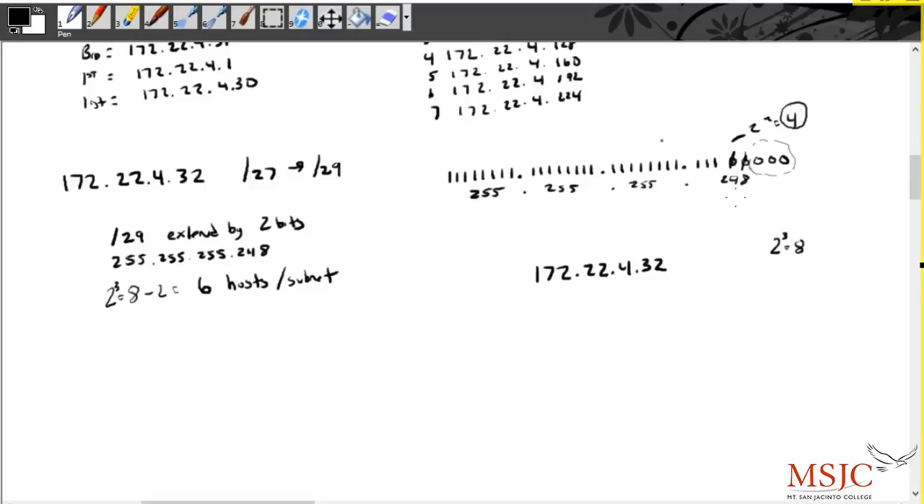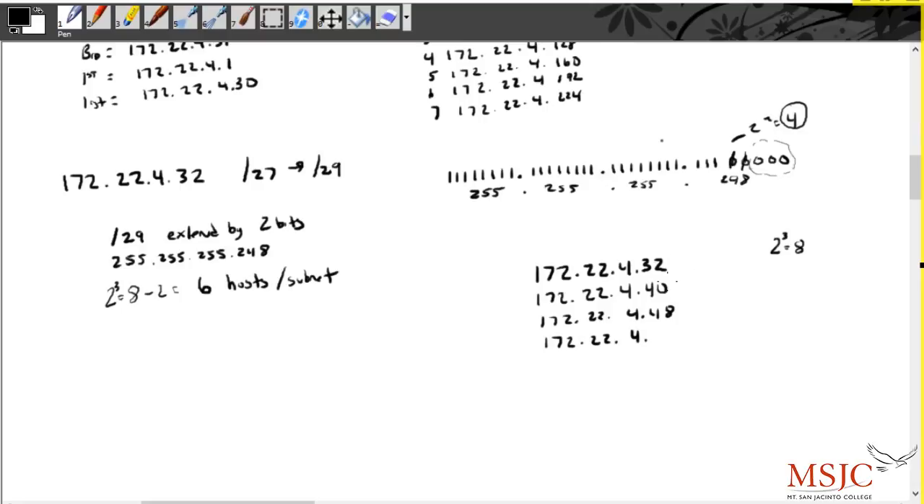And we know that they're going to go up in increments of 8. So we know the next one will be 172.22.4.40. And then the next one will be 172.22.4.48. And the next one, 172.22.4. And then you'll have to do a little bit of math in your head there. All you have to do is go up in increments of 8.